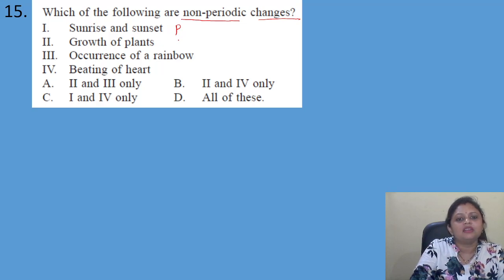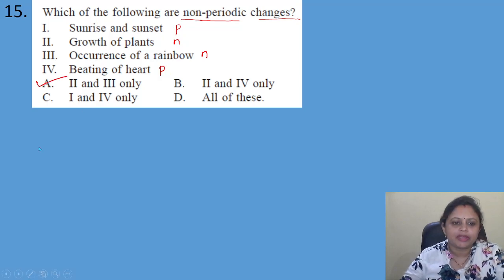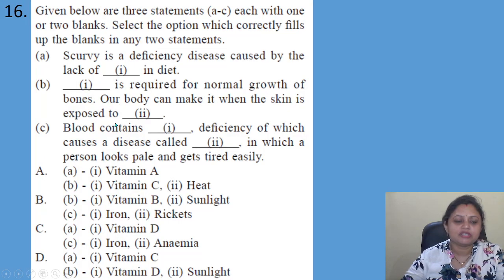Growth of plant, it is non-periodic changes. Occurrence of a rainbow, it is also non-periodic changes. Beating of heart, it is periodic change. So here the correct answer is 2 and 3 only. That is option A. Right? Coming to the next question.